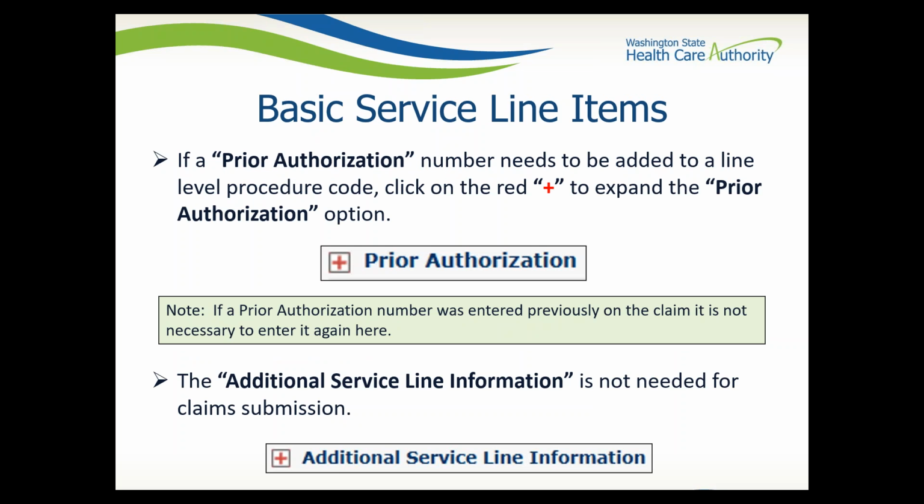If the authorization number for the procedure being entered is different than the one listed at the claim level or header area, click the red plus to expand the prior authorization area and enter that number here.